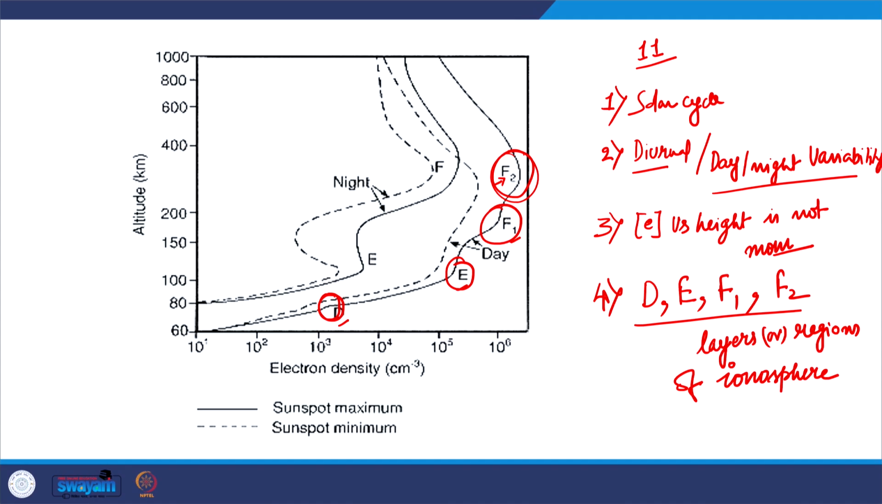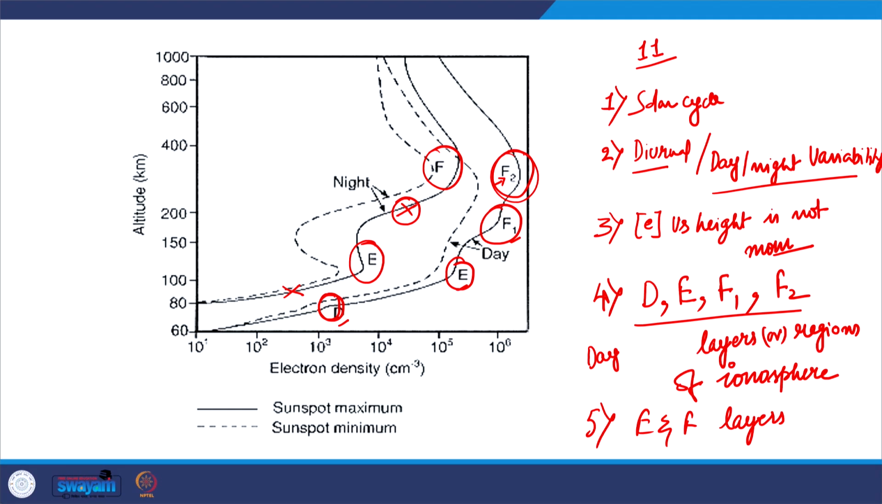All right. So, we have 4 regions of the ionosphere during the daytime, and when you see during the night time, there are only 2 regions, E and F. What happened to D? It has disappeared. What happened to F1? It has also disappeared. So, these are the layers of the ionosphere during the daytime, and during the night time only the E and F layers remain or survive, right?